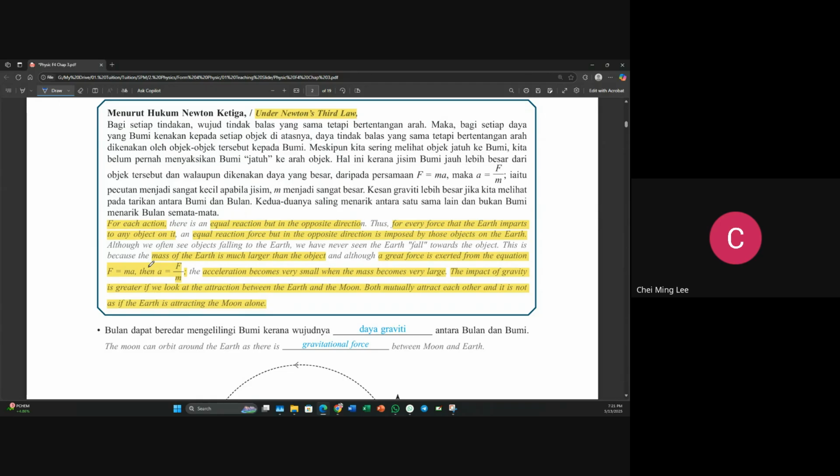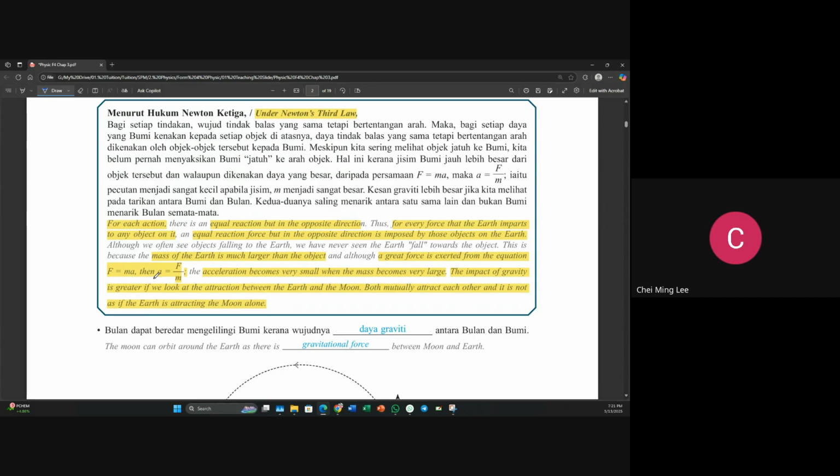Same goes here. A pencil dropped on the Earth. Does the Earth move? Yes, very slightly. Why? There is a force there. Remember, attraction happens on both bodies, between both bodies. But because the M of Earth is very big, the acceleration will be very small, so it's almost negligible.